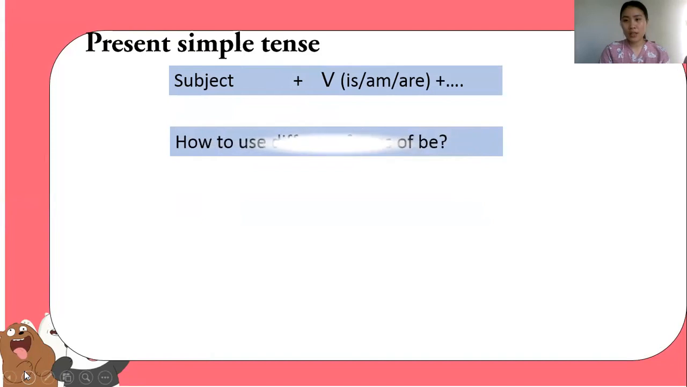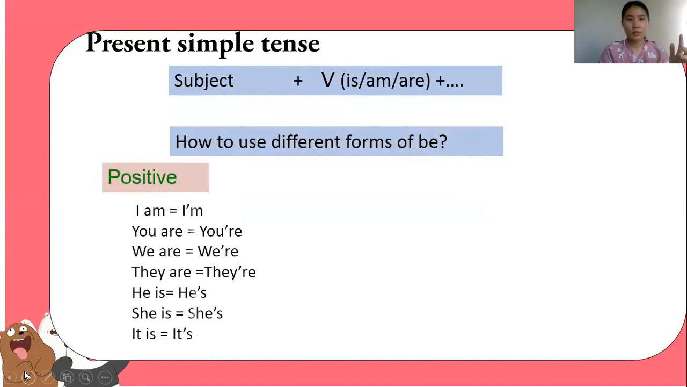When the subject is I, you use am. And when the subject is you, we, they, or who, you use are, to make the sentence so easy. And when the subject is he, she, it, or any singular noun, or the name of a person, you use is. Okay.